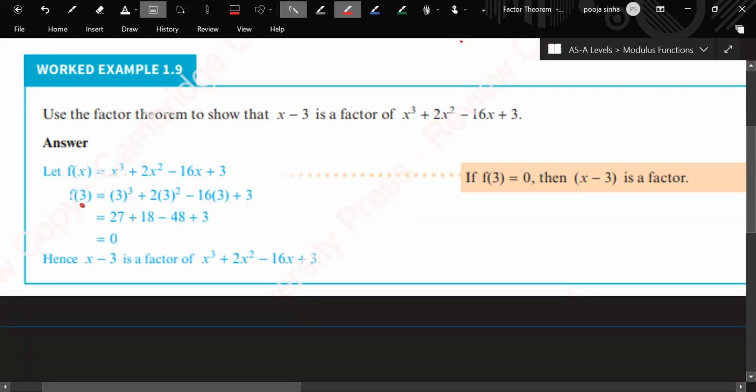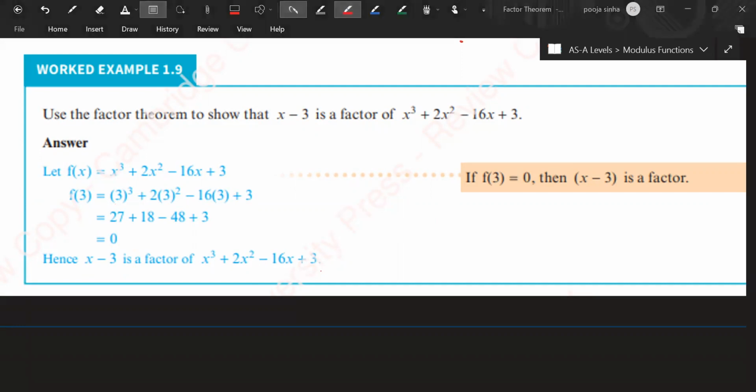Then wherever there's an x, you put a 3 and figure out the answer. If f(3) comes out to be 0, then you conclude that x minus 3 is a factor of this. So in such a question, you do not have to do the long division at all. Is the point clear? So what can I say about the factor theorem? We just have to equate it to 0.